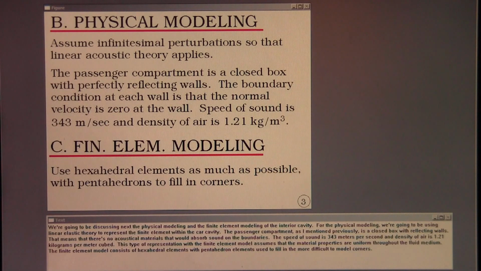The finite element model consists of hexahedral elements with pentahedral elements used to fill in the more difficult to model corners.